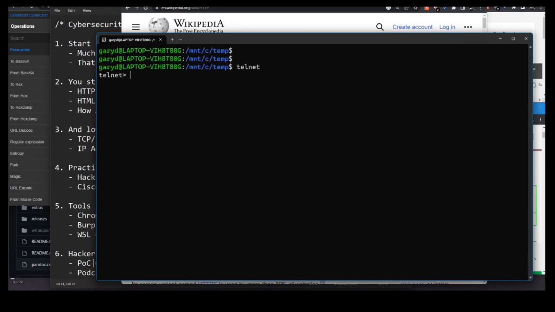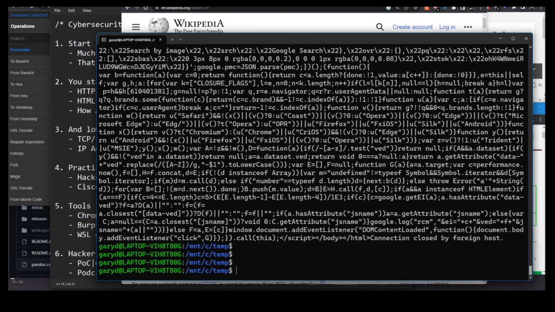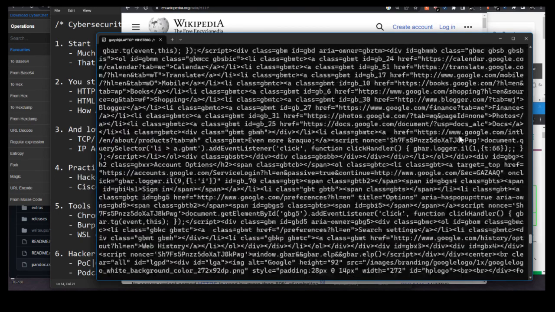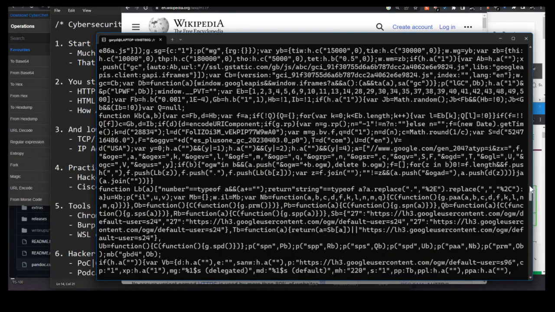Do I have Telnet on here? Yeah, I do. Telnet is also an HTTP client. I probably can't do this, actually. It's been a really long time. Okay, there we go. All right, good enough. I didn't really do the preface like you're supposed to, the preamble. But anyways.